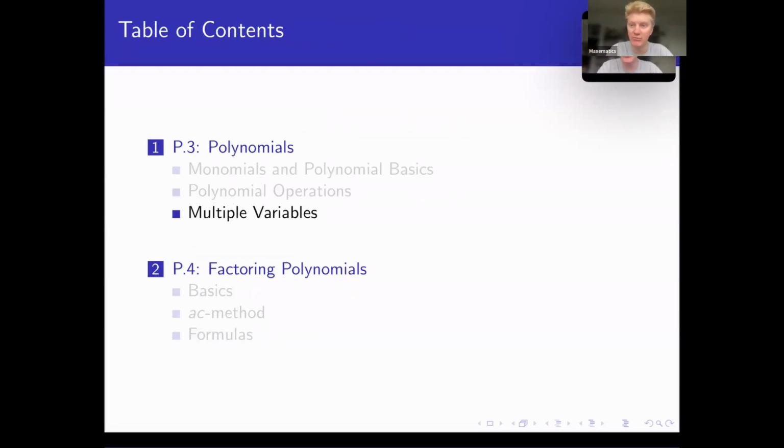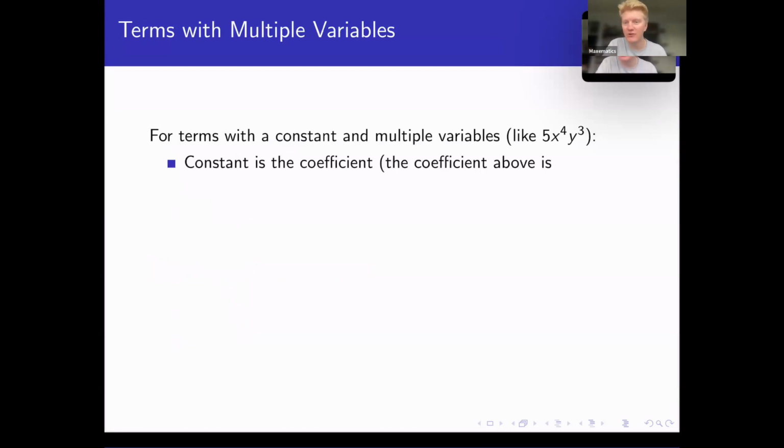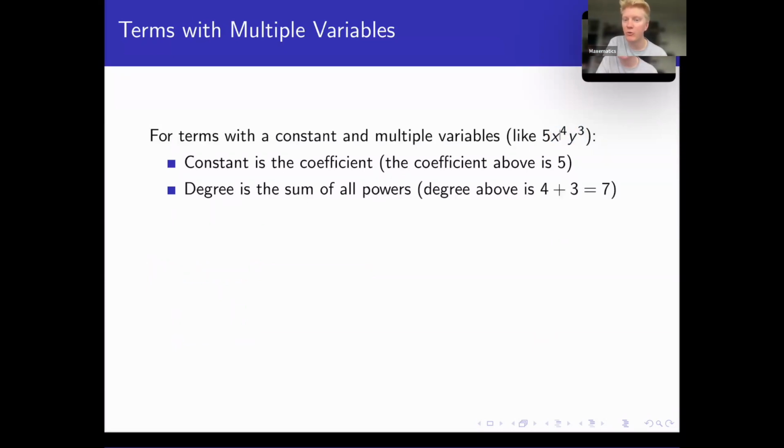Just very briefly, let's talk about when we have multiple variables at play. So for terms with a constant and multiple variables, like 5x to the fourth y cubed, well, the constant is still the coefficient. So the coefficient here would still be 5. But the degree is a little different when it comes to multiple variables. Not as common, but still a little different. So the degree would be the sum of the powers of our variables. So our degree in this term would be 4 plus 3, which is 7.